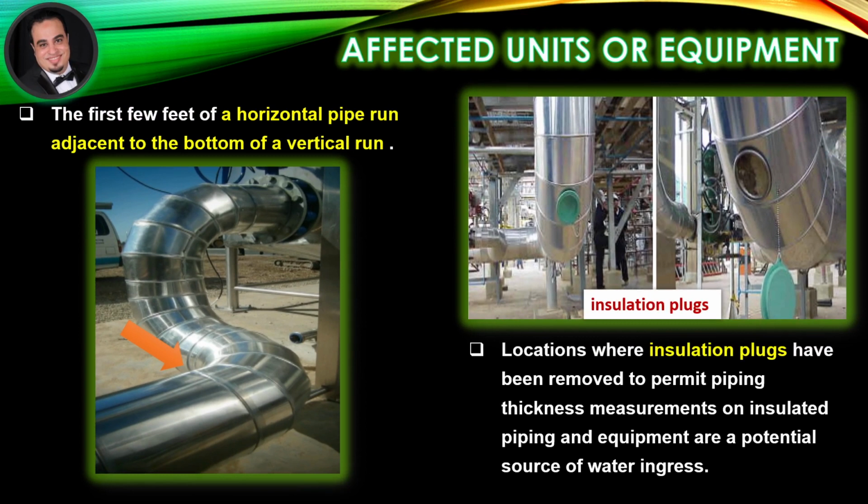As illustrated in figures. The first few feet of a horizontal pipe run adjacent to the bottom of a vertical run, and locations where insulation plugs have been removed to permit piping thickness measurements on insulated piping and equipment are a potential source of water ingress.